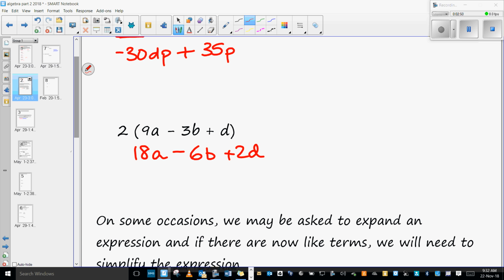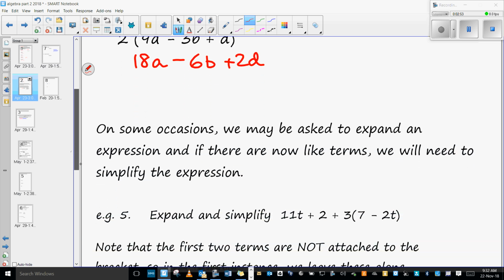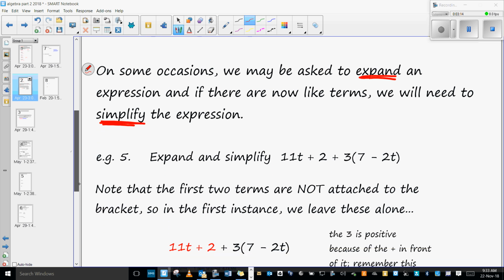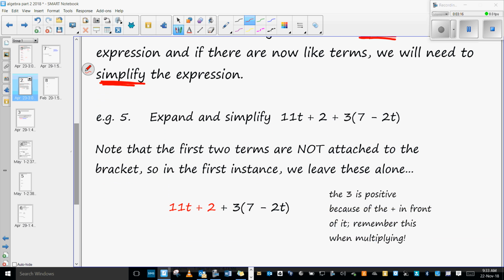Awesome. So, now on some occasions we may be asked to expand an expression. And if there are now like terms, so remember our joining like terms lesson the other day, we need to simplify the expression. So, you'll see words that say expand and simplify if possible. So here's our first example: 11t plus 2 plus 3 bracket 7 minus 2t. Okay, there's a lot of stuff there.